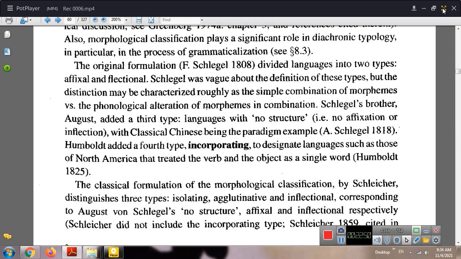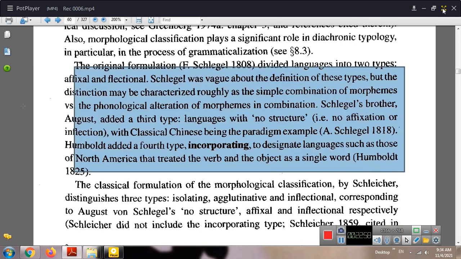The original formulation divided languages into two types. Okay, they are important. The original formulation divided languages into two types, affixal and flectional. There were these two classifications of morphology. Schleicher was vague about the definition of these types, but the distinction may be characterized roughly as the simple combination of morphemes versus the phonological alternation of morphemes in combination.